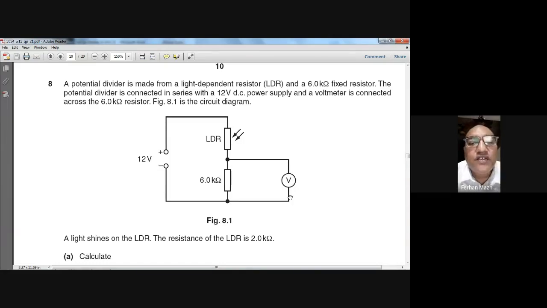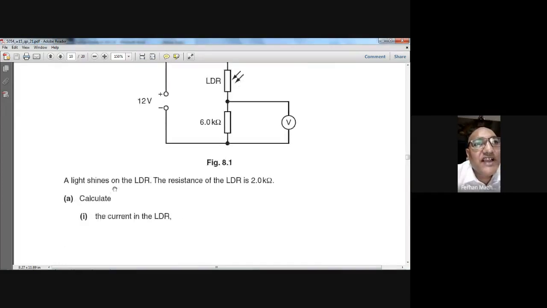If you study that topic in your book on the potential divider, we call it as V out. This is called the voltage of the battery. And remember that formula, before you go into the question. The V out is equal to R2 divided by R1 plus R2, the whole thing multiplied with the voltage of the battery. We will use this formula and this concept. So it's a potential divider. He says the light shines on the LDR. The resistance of the LDR is 2 kilo ohm. Calculate the current in the LDR.